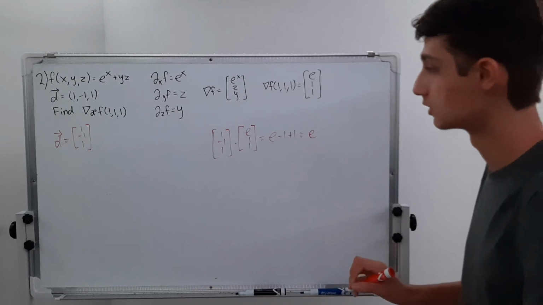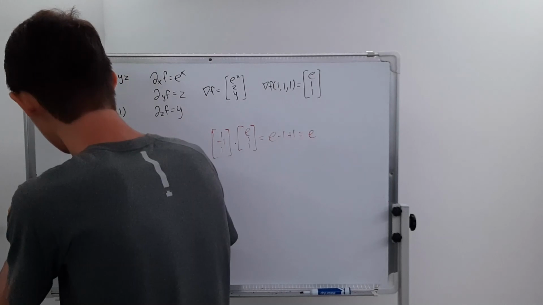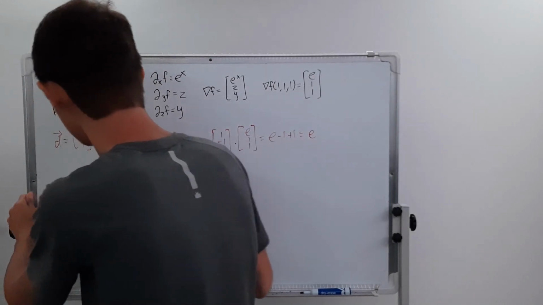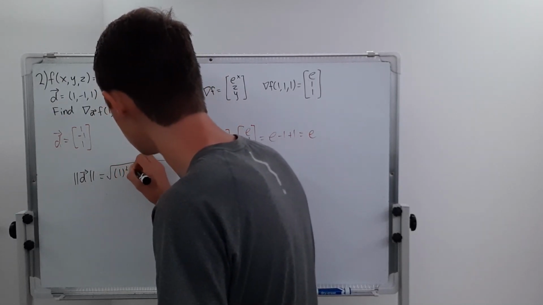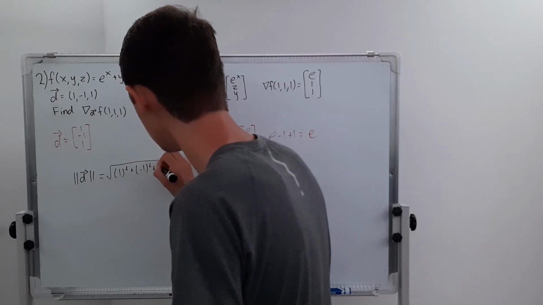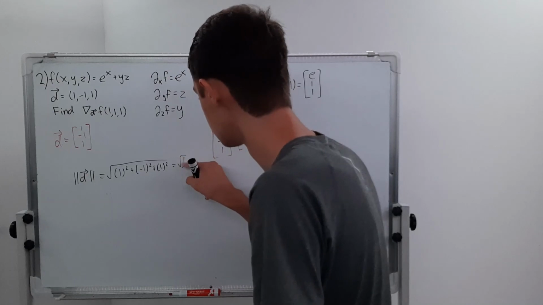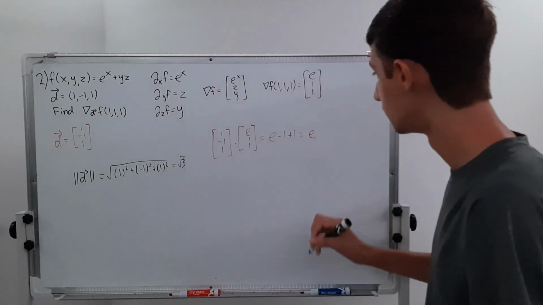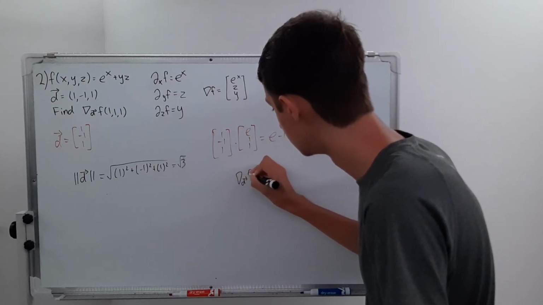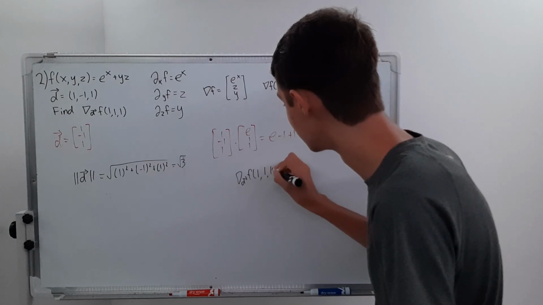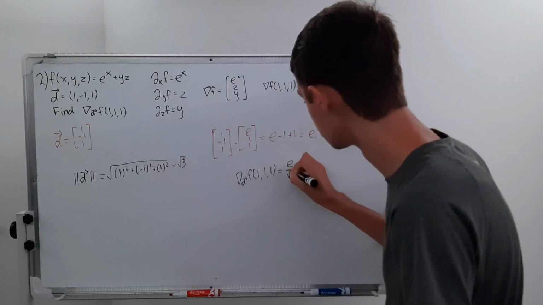And again, we have to normalize our vector. So all this is the square root of each of its components squared. Take 1 squared plus -1 squared plus 1 squared. And this just comes out to be square root of 3. So our directional derivative in the direction of d of f at (1, 1, 1), such a crazy notation there, is just going to be e over the square root of 3.